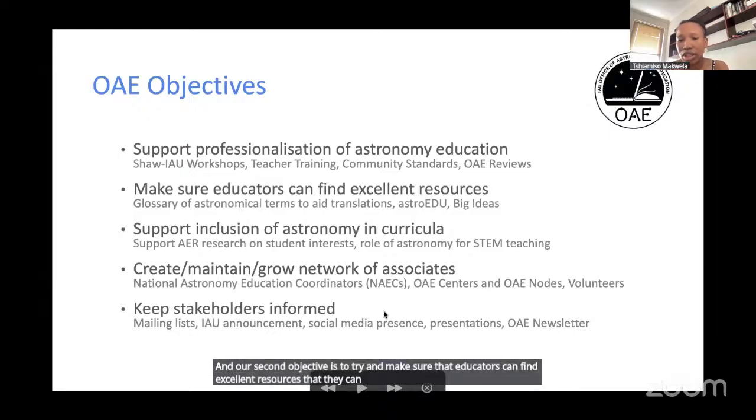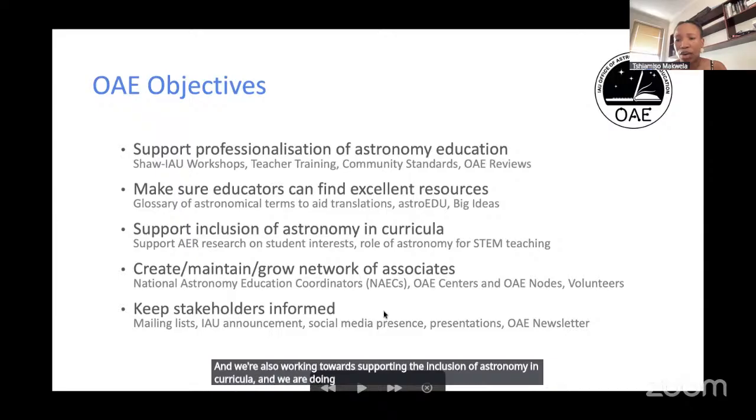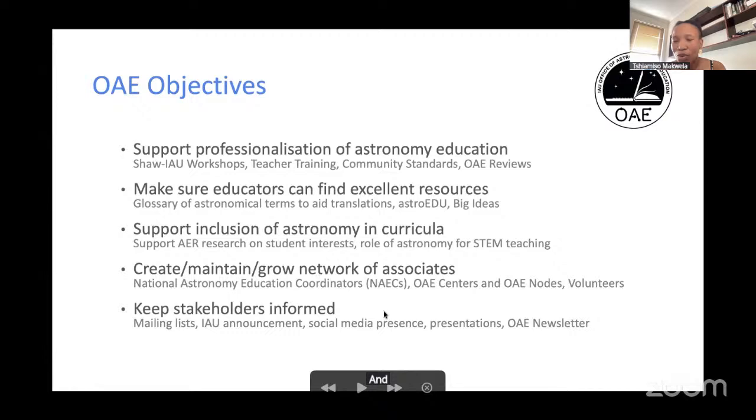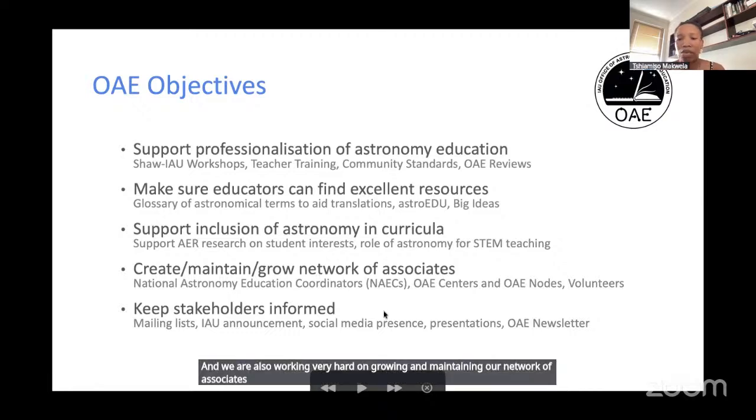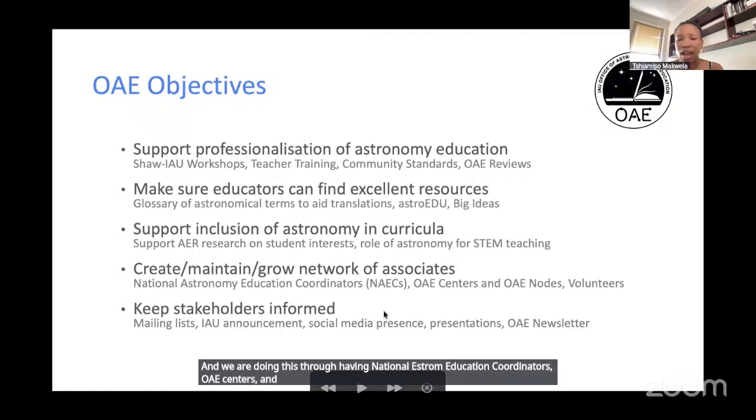And our second objective is to make sure that educators can find excellent resources that they can use in their classrooms, that can aid their teaching as well. And we're also working towards supporting the inclusion of astronomy in curricula. And we're doing this through our astronomy education research initiatives. And we are also working very hard on growing and maintaining our network of associates. And we are doing this through having national astronomy education coordinators, OAE centers and nodes globally, as well as having other volunteers that join our community.